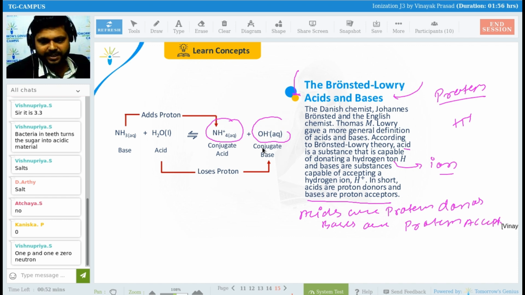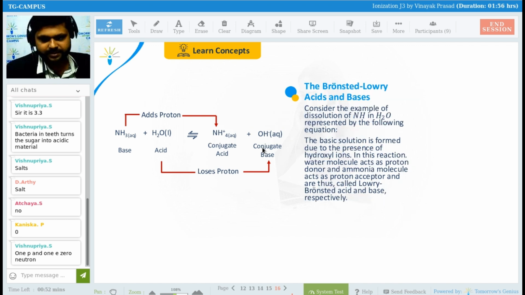Is it okay? So guys, are you able to find anything from this figure? Can anyone tell me anything about this? Bases are proton acceptors. Acids are those who are losing their H plus. Is it okay? See here.